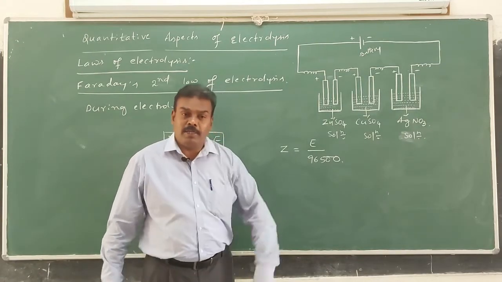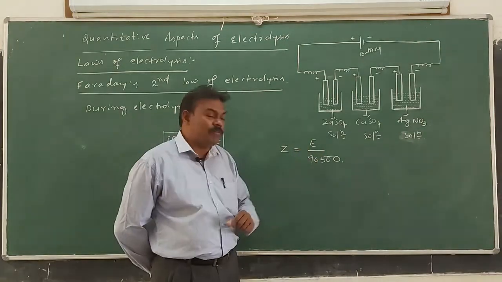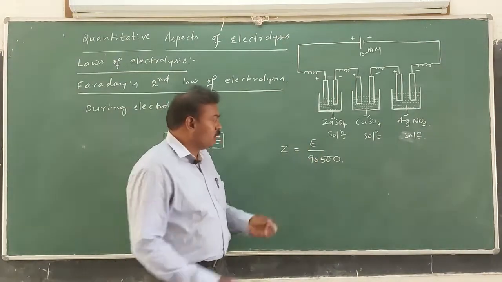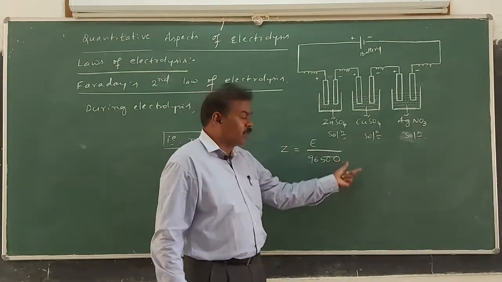1 gram equivalent. So per coulomb how much is deposited? E divided by 96,500 coulomb. So this is what is called electrochemical equivalent. So what is the unit of the electrochemical equivalent? It is gram per coulomb we take.